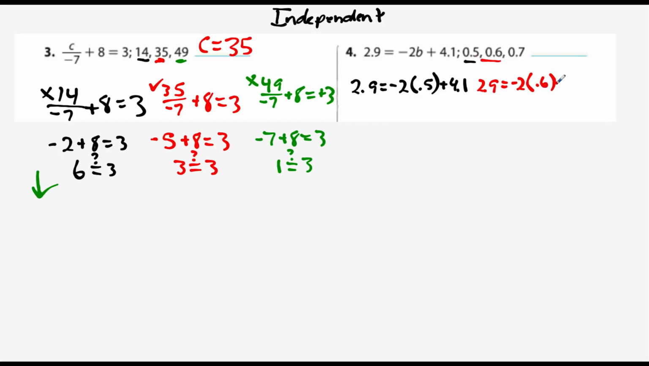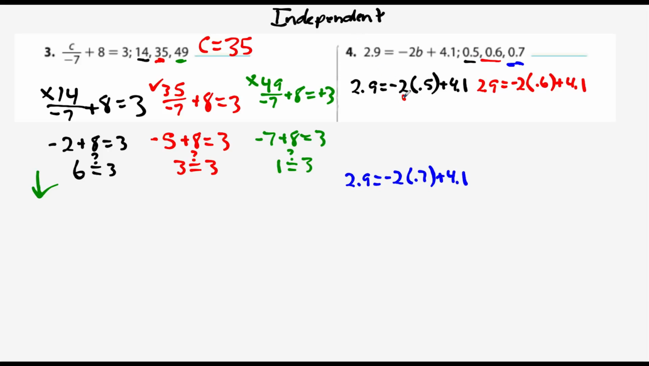0.6 plus 4.1. And I'm going to run out of room here, so let's put it down here. So 0.7. So 2.9 equals negative 2 times 0.7 plus 4.1. Okay, that's our three equations we set up. Now we just do the math we can.